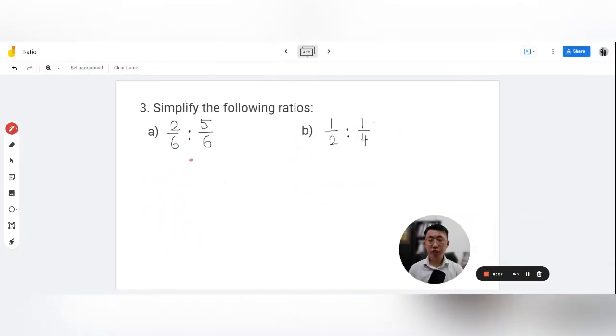So for fractions, how to do it? You have to make sure that the denominator is already the same. Then only you can start.